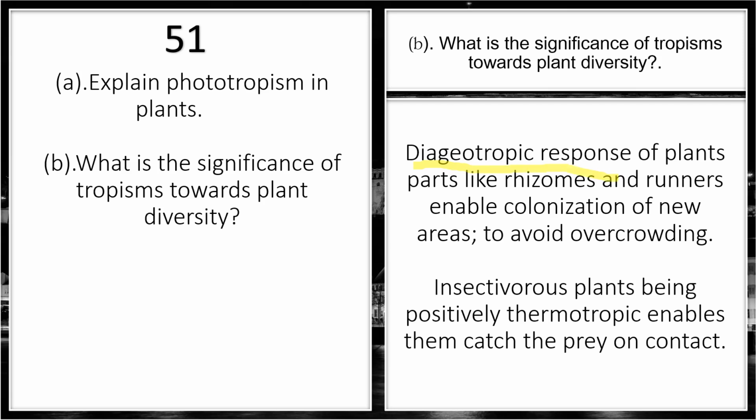Diageotropic response in plants, in parts like the rhizome and the runners, helps in colonization of new areas and avoids overcrowding. Insectivorous plants, being positively thermotropic, enables them to catch prey on contact.